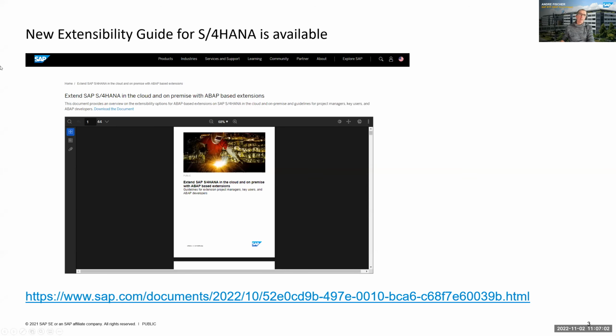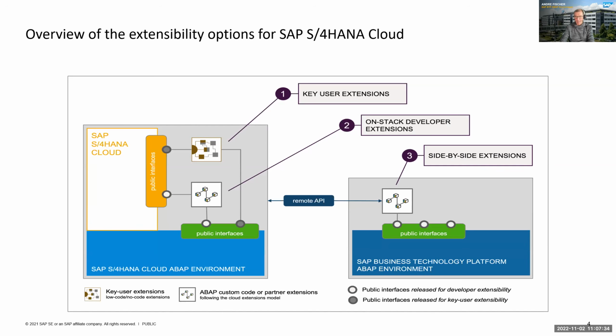So we have here a new extensibility guide that has been published just a few days ago. And this describes in 44 pages, still on a high level, what kind of extension scenarios are available. I can recommend this, but don't start to read it now. Maybe you first listen, and then you will have time enough later to dig into the details.